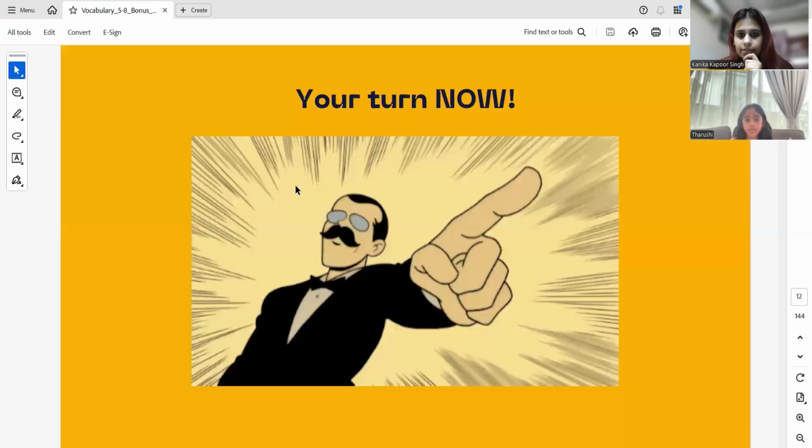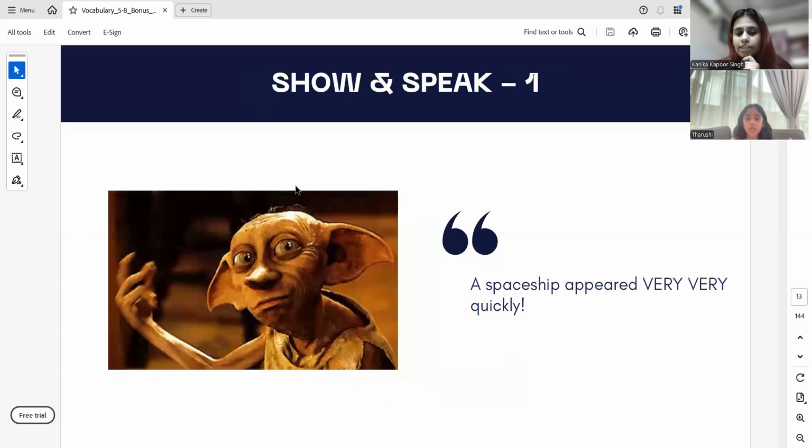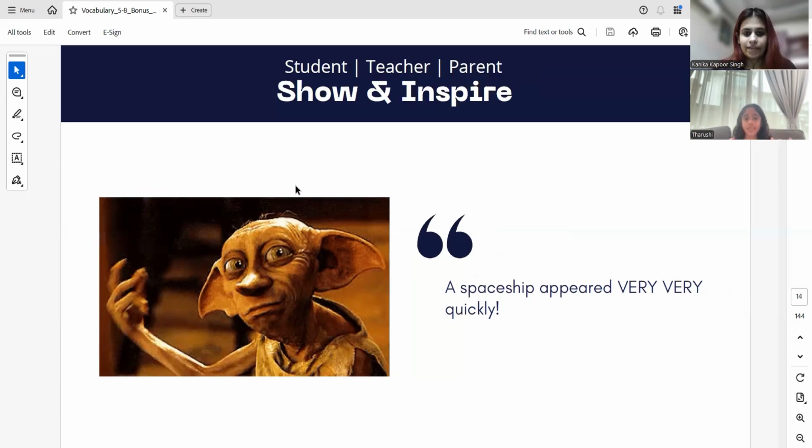Now the next, just wait. Your turn now. Now you have to say this, Tarushi, with expression. Okay. Now for quickly, we do like this, like a goblin. So now you will read with expressions. A spaceship appeared very quickly, like this. Yeah. A spaceship appeared very, very quickly. Very, very quickly. Right.